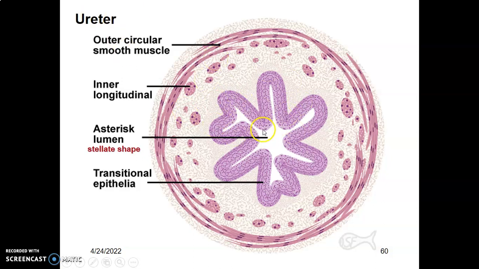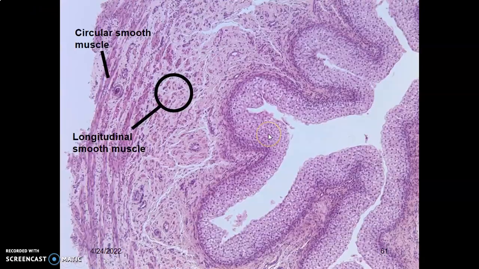You can appreciate the dome-shaped cells. So you have your transitional epithelium, the many layers. So the mucosa has transitional epithelium and lamina propria. Then you get to muscularis, where you have the inner longitudinal. So these are longitudinal sections of muscles, and outer circular smooth muscles, before you get to your adventitia, that would be connective tissue. So when you see an asterisk, stellate-shaped lumen, most of the time it is the ureter, if you are able to appreciate the transitional epithelium.